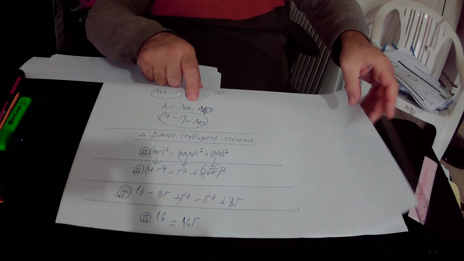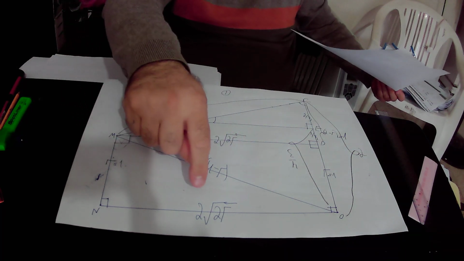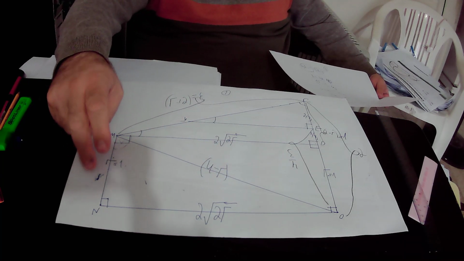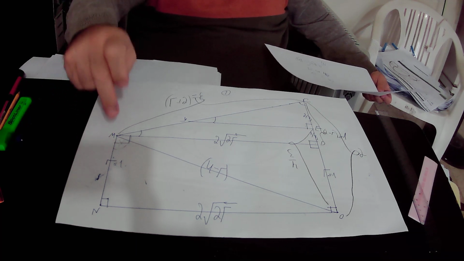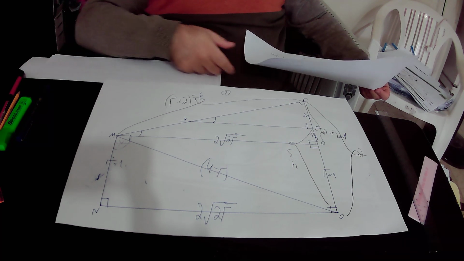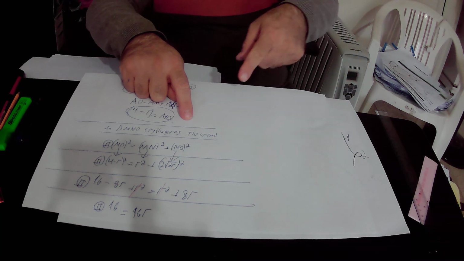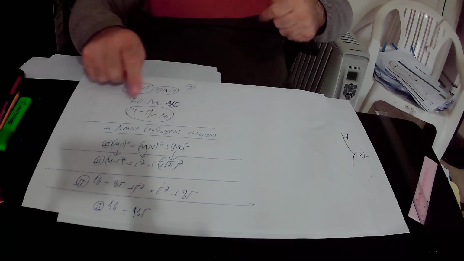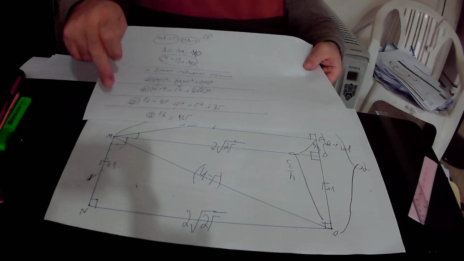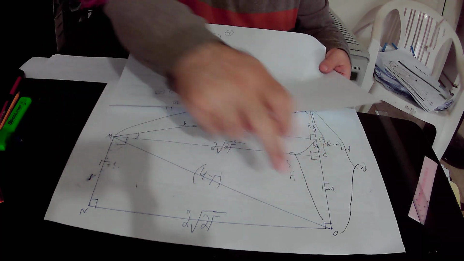OM equals 4 minus R. So we found out that OM equals 4 minus R, and NO equals 2 times the square root of 2R, and MN is the radius of the small circle, which we want to find. Then we focused on the right angle triangle MNO. According to the Pythagorean theorem, in the right angle triangle MNO, the square of the hypotenuse equals the sum of the squares of the perpendiculars. That is to say, MO square equals MN square plus NO square.